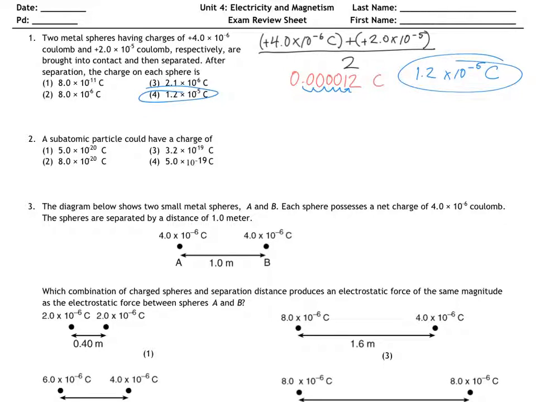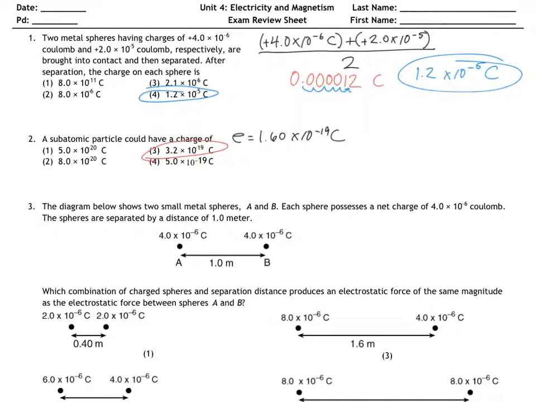All right, next question. A subatomic particle could have a charge of one of these. The way we solve that is we look at the charge of one subatomic particle, and we find a value in the answer choices which is a multiple of that charge. On the front page of my reference table, I know that an elementary charge is 1.6 by 10 to the negative 19 coulombs.